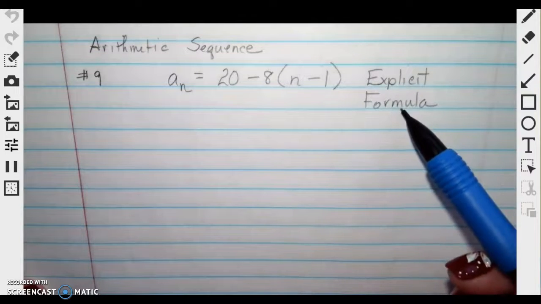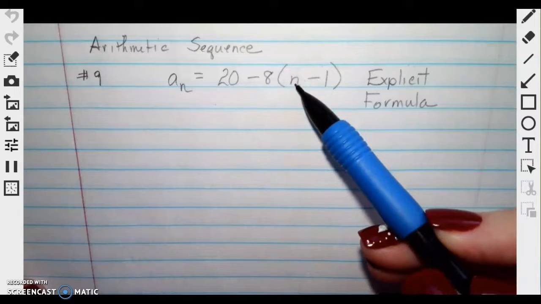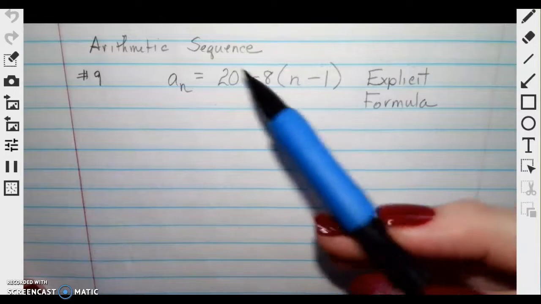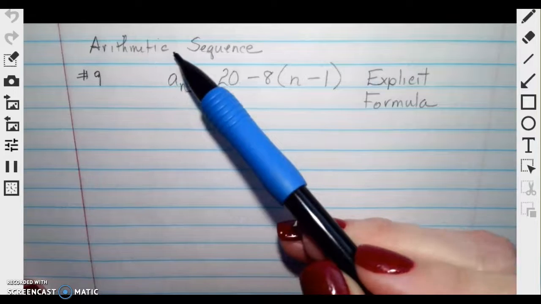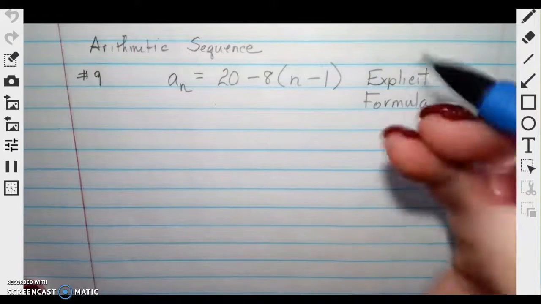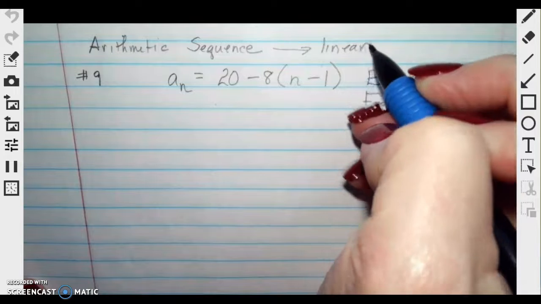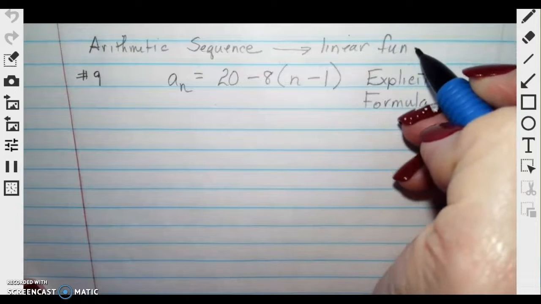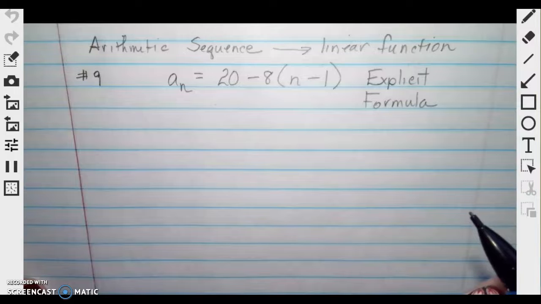This is an explicit formula for a sequence. Remember the a_n and the little n over here? We did a lot of experiments on proving that an arithmetic sequence is also a linear function. So we can change it to a linear equation.